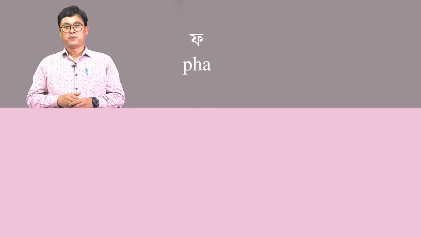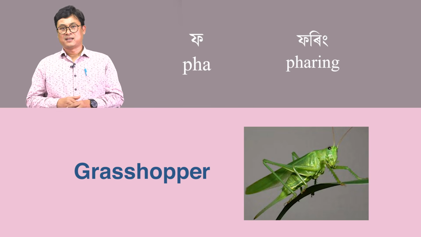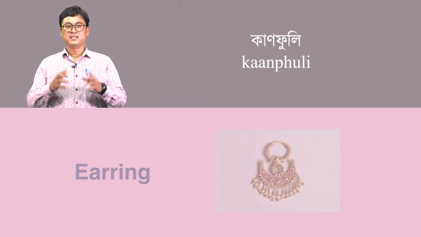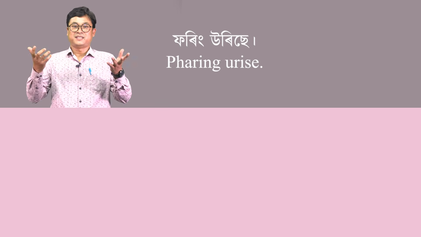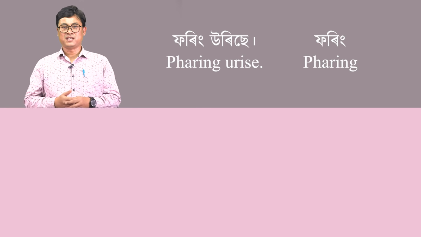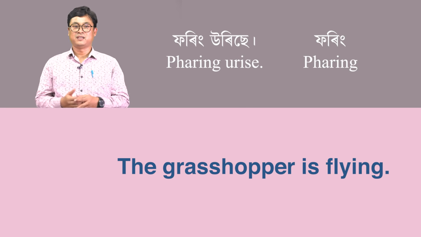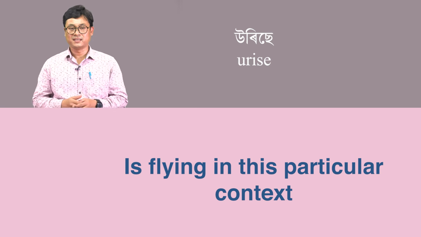Pho. Pho for phoring, that means grasshopper. Kanfuli, that means earring, and borof, which means ice. Phoring urise. This sentence may be framed using the word phoring. It means the grasshopper is flying, where urise means is flying in this particular context.